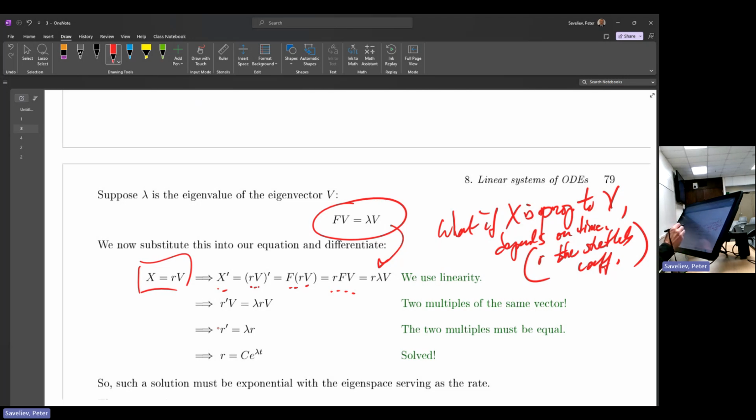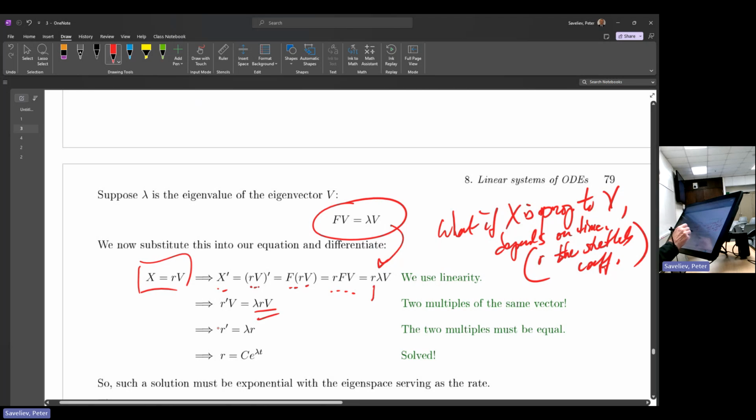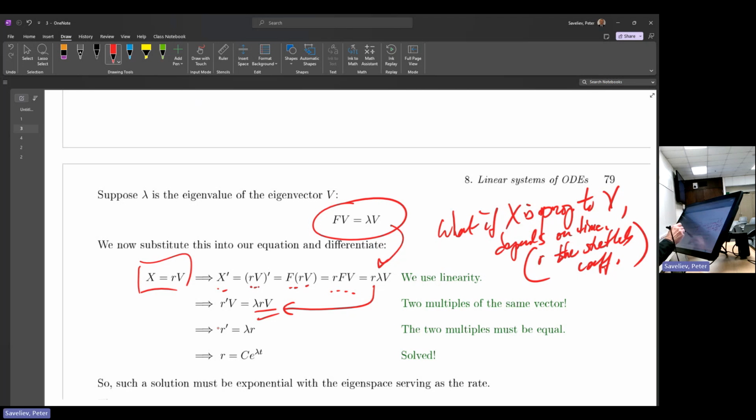where is it? Hold on a second. R, where is it? R prime. Where's that? Okay, this is the lambda R v. It comes from over here. Where's R prime v? Here it is. This one right here.